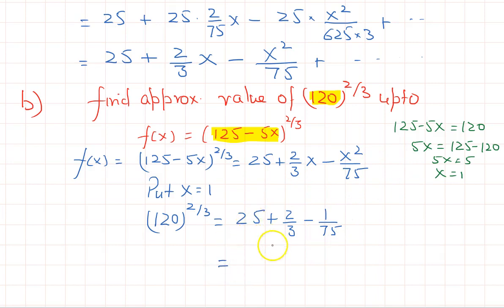So we have to find the approximate value, and that is 24.32889. So that is the value of 120 to the power 2 over 3. That was part B of this question. So this is the answer.